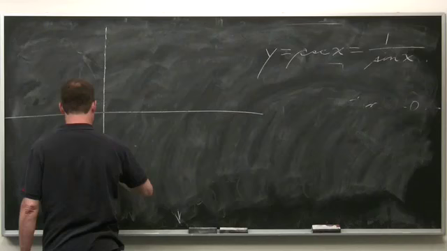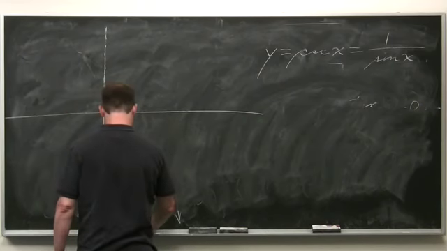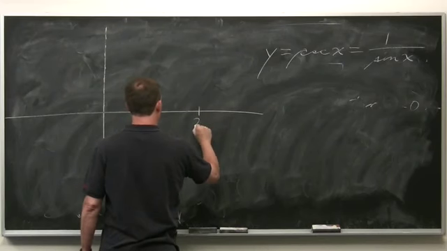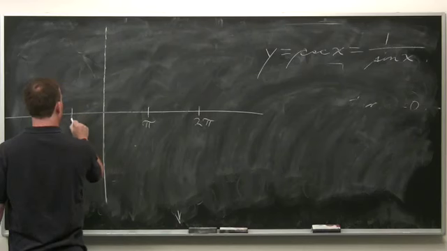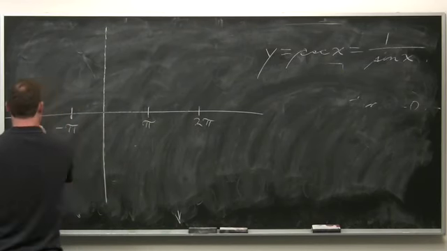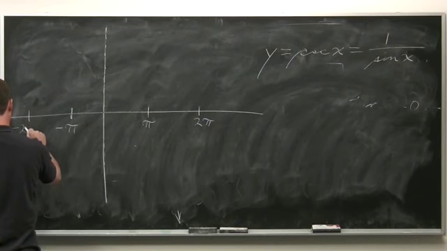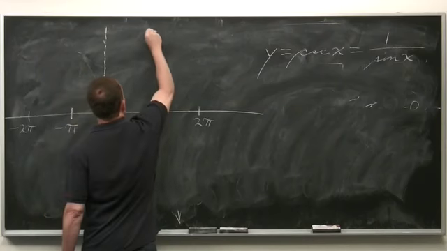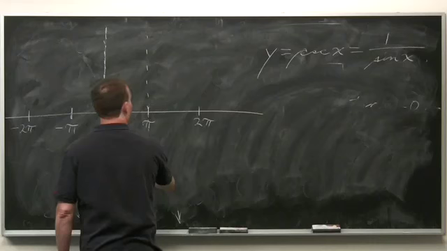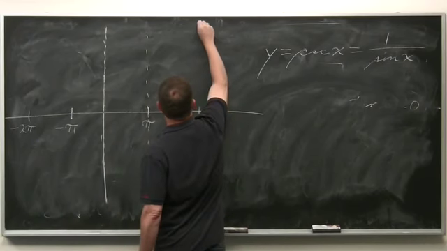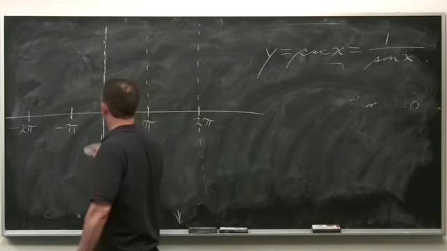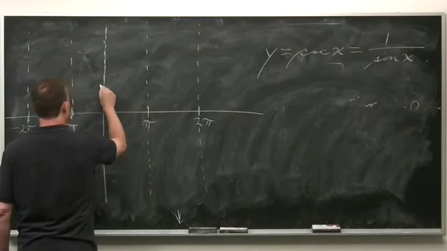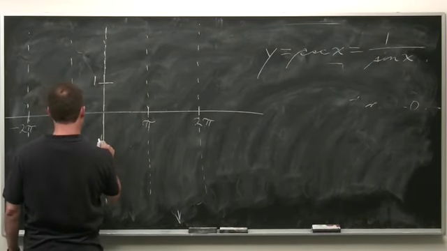That's at 0, and then at pi. And then, of course, it repeats. So you have asymptotes at 0 and at pi and at 2 pi and at minus pi, minus 2 pi. And again, all the values are either greater than or equal to 1 or less than or equal to minus 1.